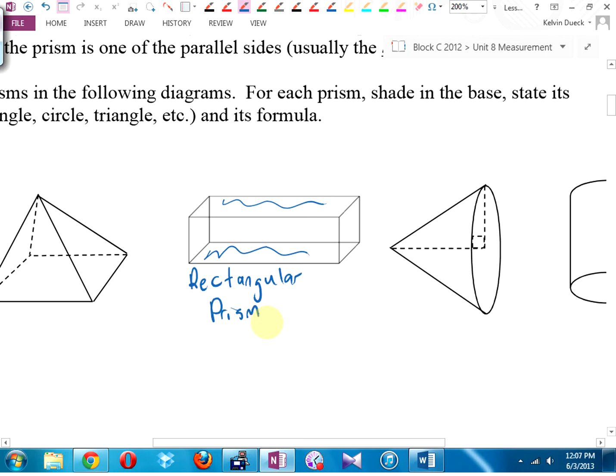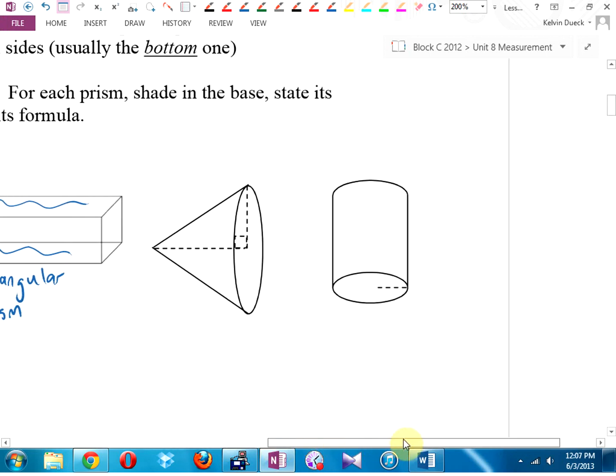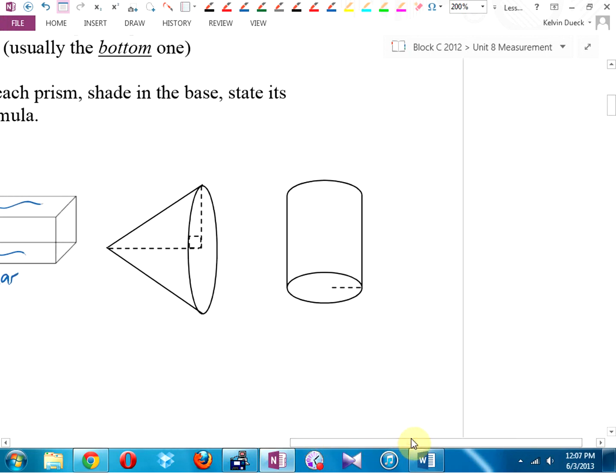What about shape number 4? Nope. What about shape number 5? Yeah, although you know what? We need to add that little... we call this a cylinder, but it's also called a circular prism, but this one's going to have a special name. We're going to call this a cylinder.